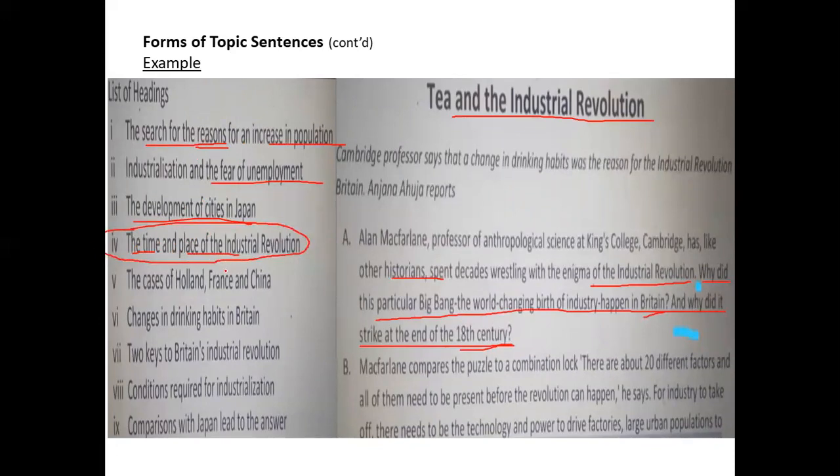But let's read on the other headings given. The cases of Holland, France, and China, no. Changes in drinking habits in Britain, no.